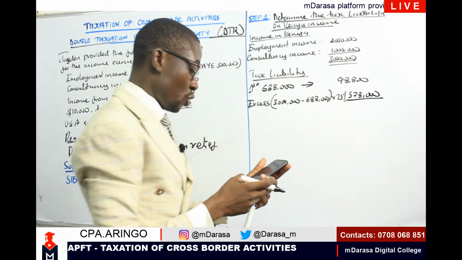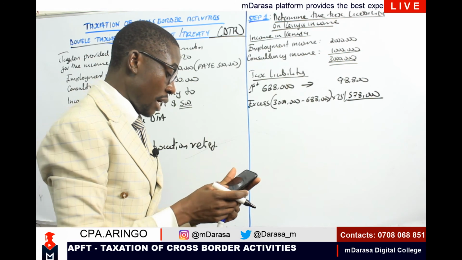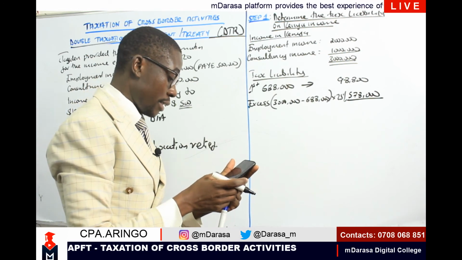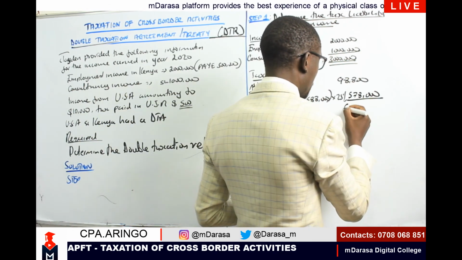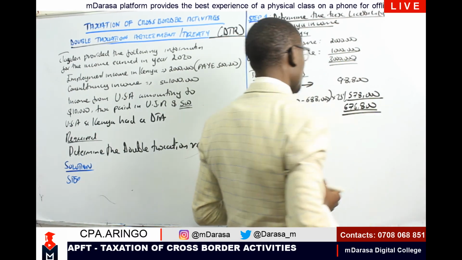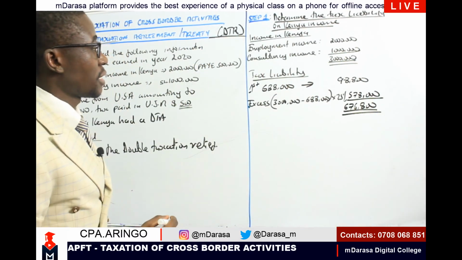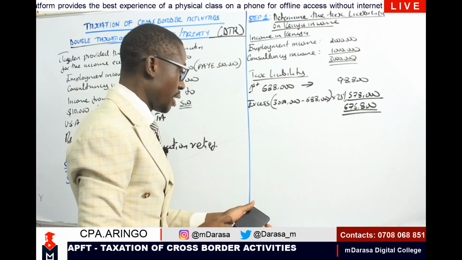So if we add the two, 578,000, we add 98,800. This should give us 676,800. That should give us 676,800. That is our tax liability on Kenyan income.